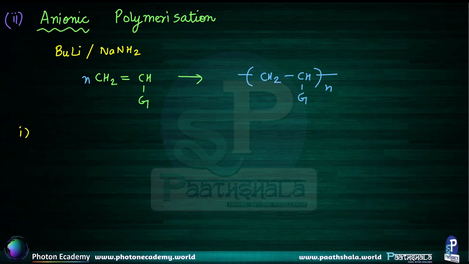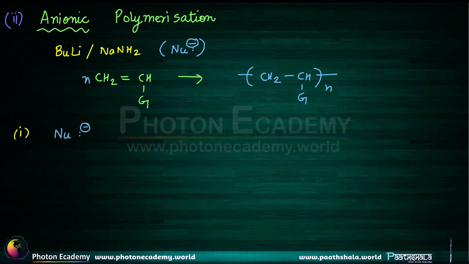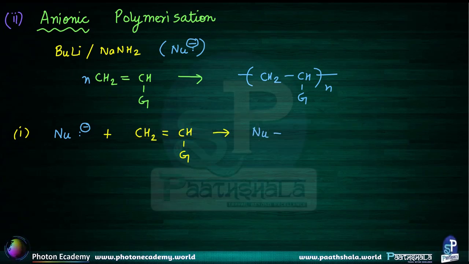Now let us begin. Both of them can be categorized as nucleophiles, and we know nucleophiles are electron rich species. Now this nucleophile will attack our monomer, which is CH2 double bond CH with a G group, where this nucleophile would get itself attached, and we have CH2 with CH and the group. Now this CH will have the negative charge, that was the lone pair of electrons which the nucleophile initially had.